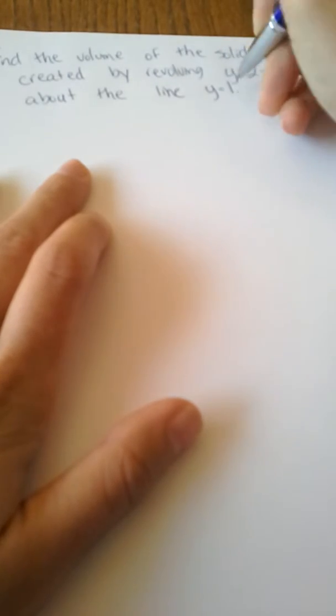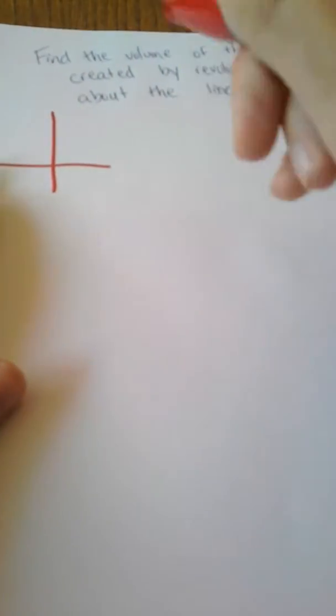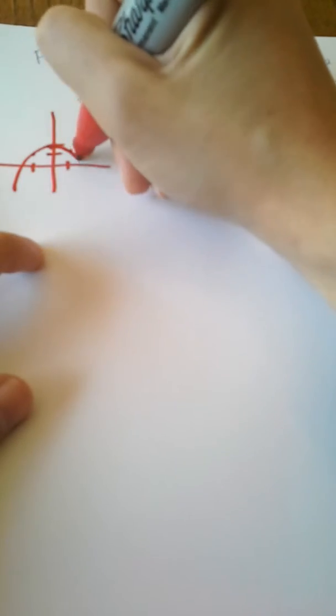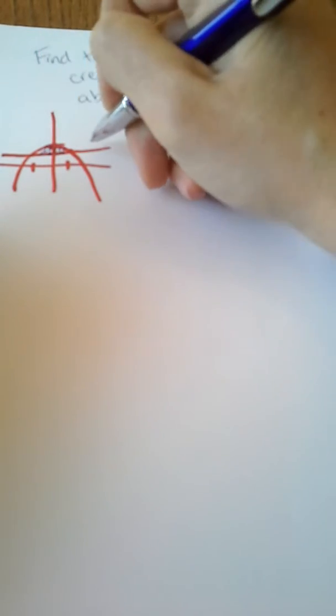y equals 1. So let's take a moment to visualize what that would look like. It's always helpful if you can draw a picture first. And we have y equals 2 minus x squared. So it's going to intersect the y-axis at 2, and it's a negative x squared, so it's going to be a parabola opening downwards. And then the line y equals 1. So we're trying to revolve this region here about this line.